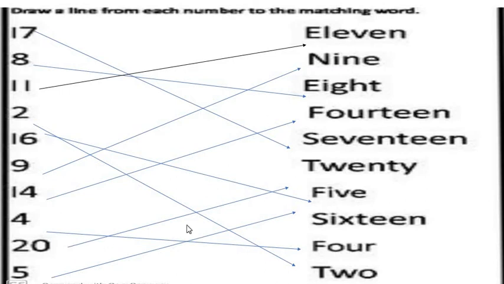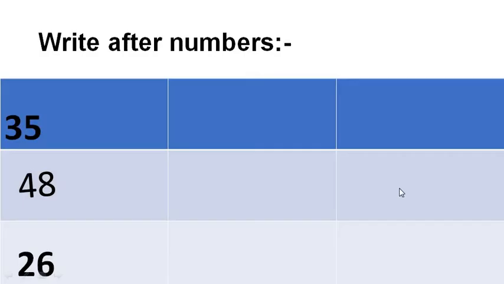Now number 20. T-W-E-N-T-Y, 20. Completed? Look, what is this? Right, after numbers. What is the meaning of after numbers? Have you remembered that I told you that on a given number line, the number that comes just after the given number is called the after number.